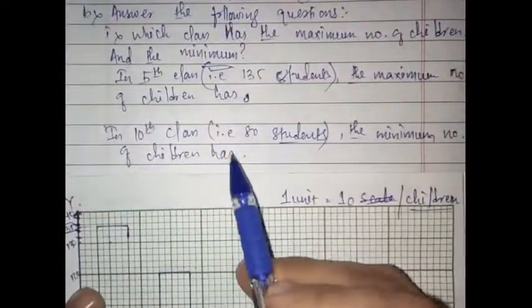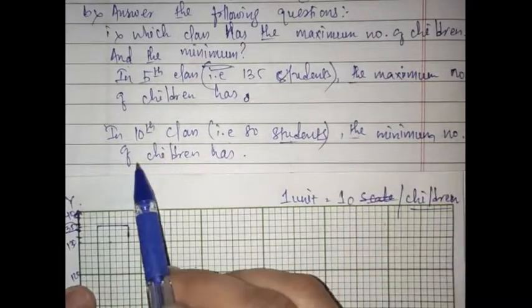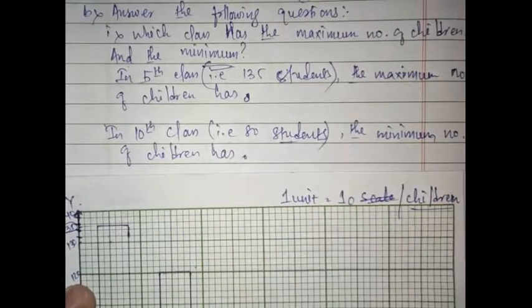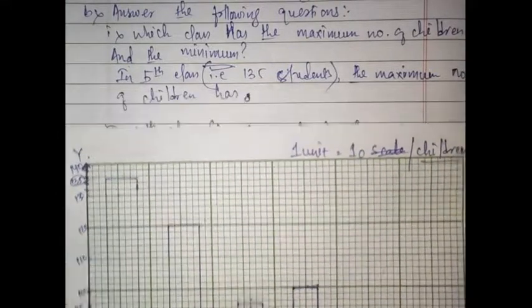So next question is the minimum also. So looking at the bar graph, you can easily predict that in the 10th class the bar is smallest compared to others, right? So we can write the 10th class, that is with 80 students, has the minimum number of children. Okay, so with this we are over with question B.